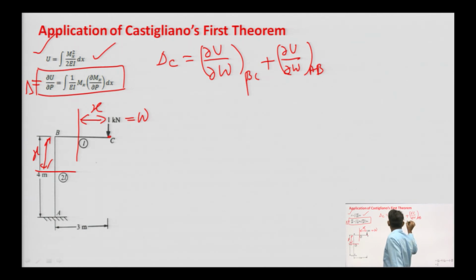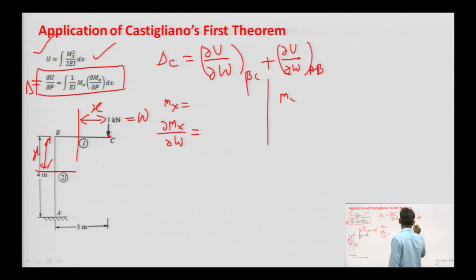So, for both cases we need to find the value of M x, we need to find del M x by del W. Actually, we have taken W. Should I take P? Okay, no problem, W. Actually, P and W, no problem. For this segment, we need to find del M x by del W.